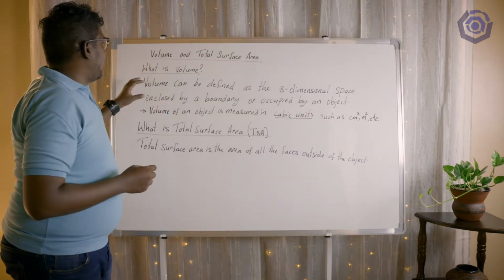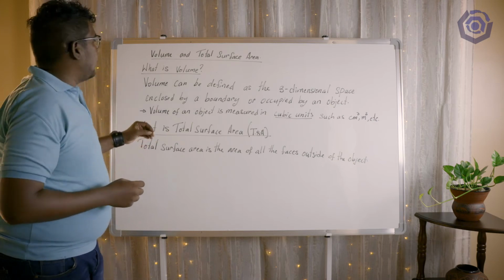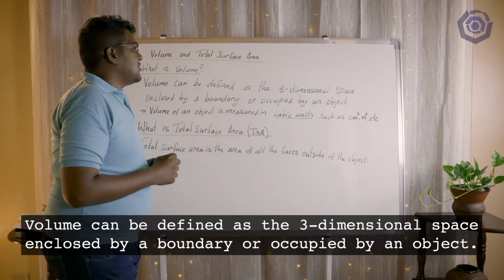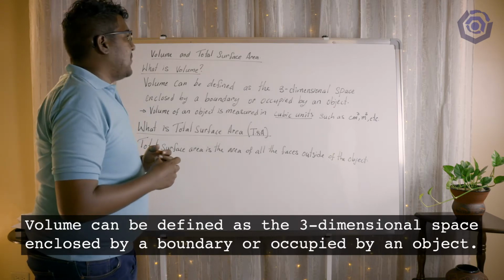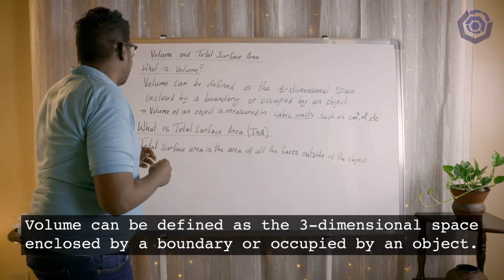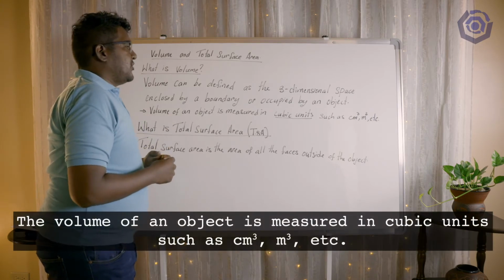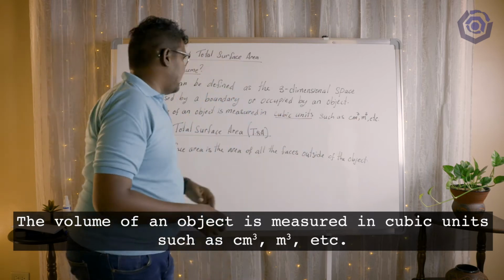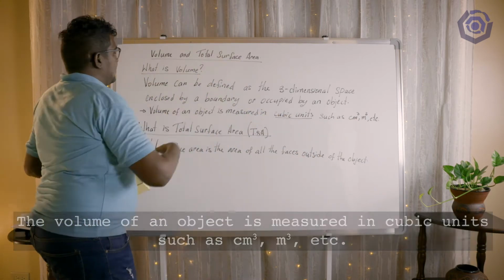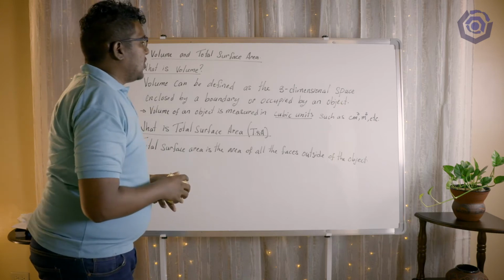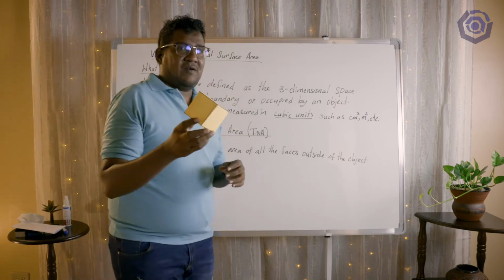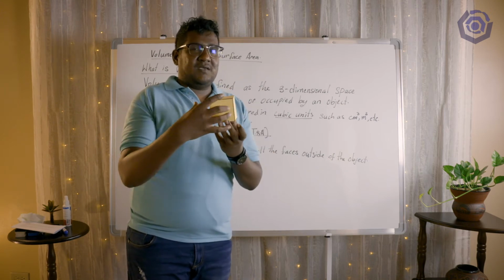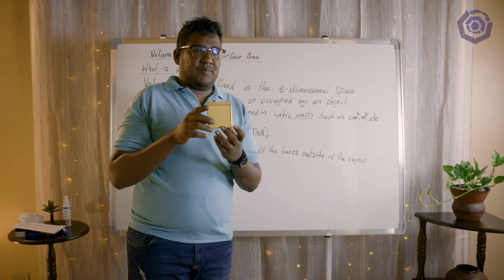We're now going to look at the definition of volume and total surface area. Now, what is volume? Volume can be defined as a three-dimensional space enclosed by a boundary or occupied by an object. Volume of an object is measured in cubic units such as cm cube, meter cube, etc. Here we have a three-dimensional shape. The volume of this shape would be the space inside of this shape.